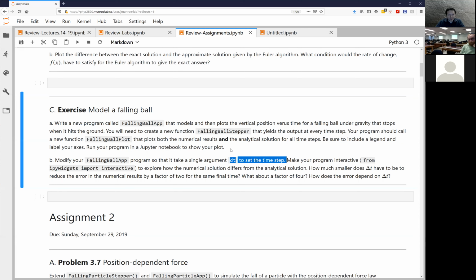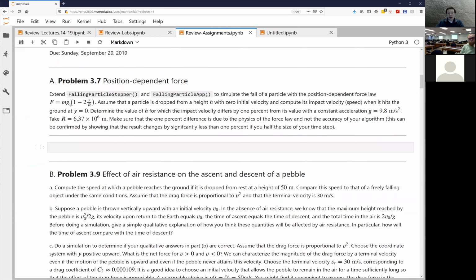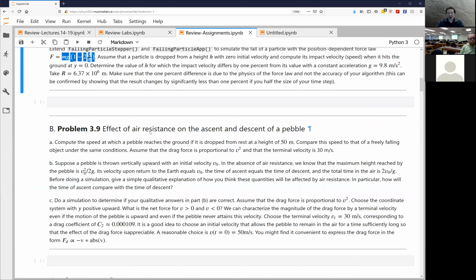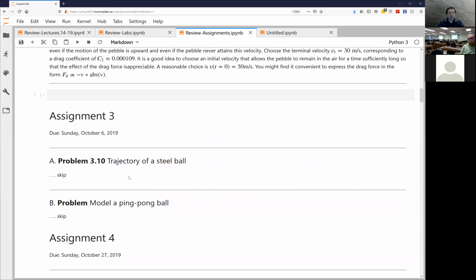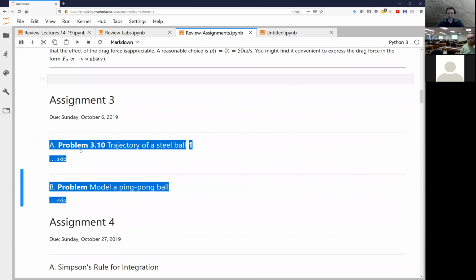Okay, with that caveat, assignment number 2, we had some examples on how forces depended upon values like y, and how air resistance depended upon the direction. I think those are good assignment questions to at least review your solutions and review my solutions on. Assignment number 3 had some stuff on trajectories of a steel ball and this ping pong ball. I don't think there's anything extra that gets gained by going back to that particular assignment. Don't worry about that one. I would skip it.